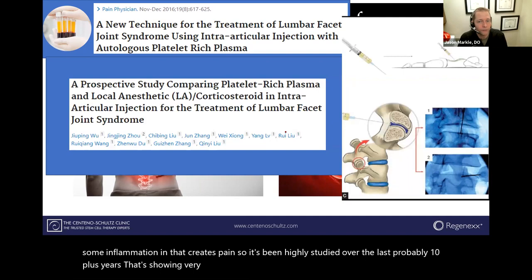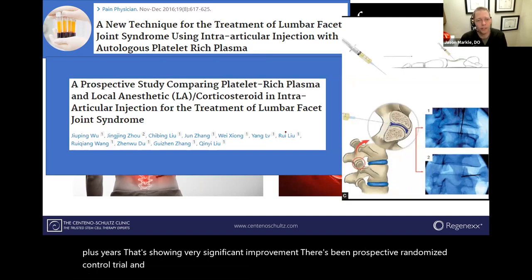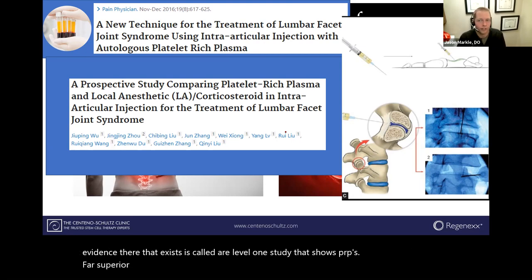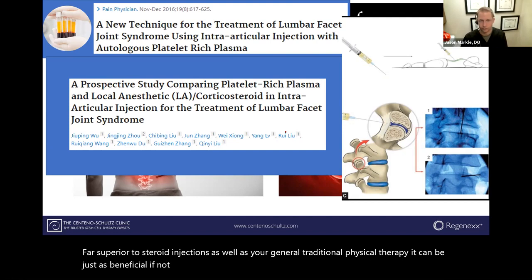There's been a prospective randomized controlled trial. If we're talking about the evidence base for this, it's the highest level of evidence that exists. It's called a level 1 study that shows PRP is far superior to steroid injections, as well as general traditional physical therapy. It can be just as beneficial, if not more beneficial.